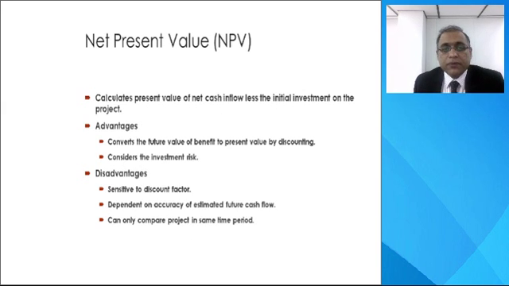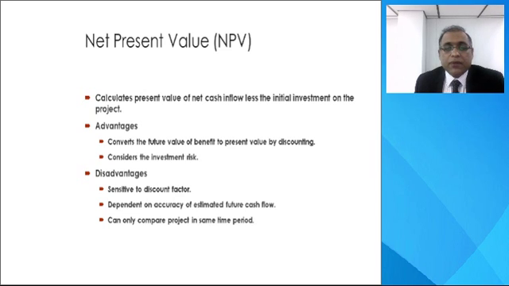One of the most famous and favorite tools is net present value, which calculates the present value of net cash inflow less the initial investment on the project. In corporate finance, $1 today is worth more than $1 tomorrow. Therefore, the net present value adjusts the future cash flow by a discount factor. One of the main advantages is it factors the investment risk into the future cash flow.